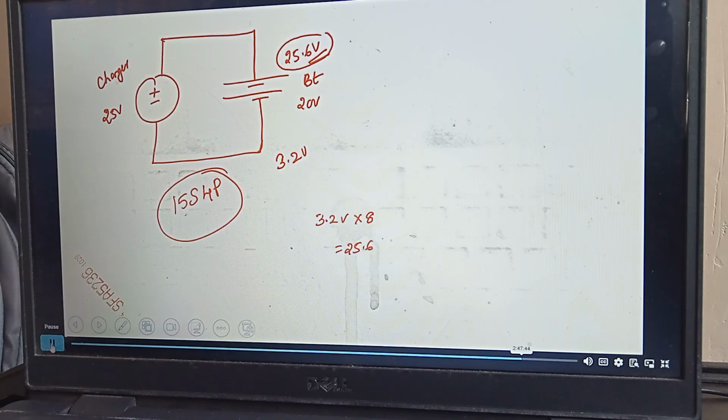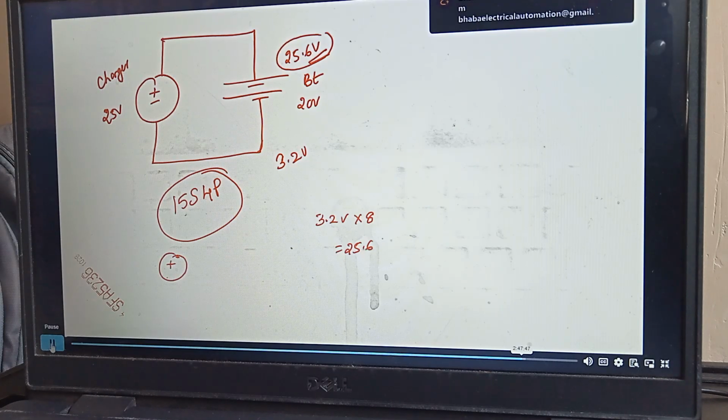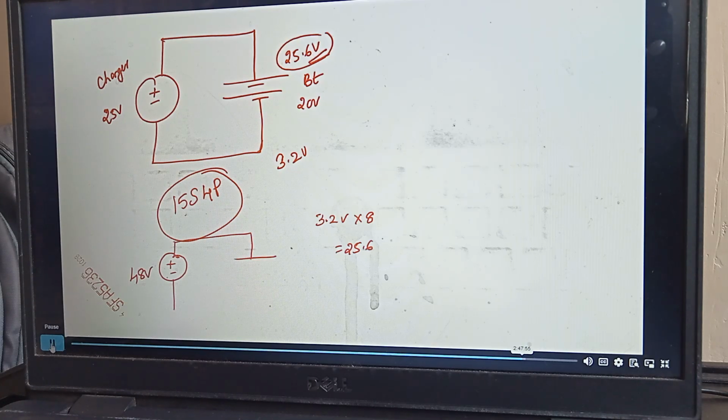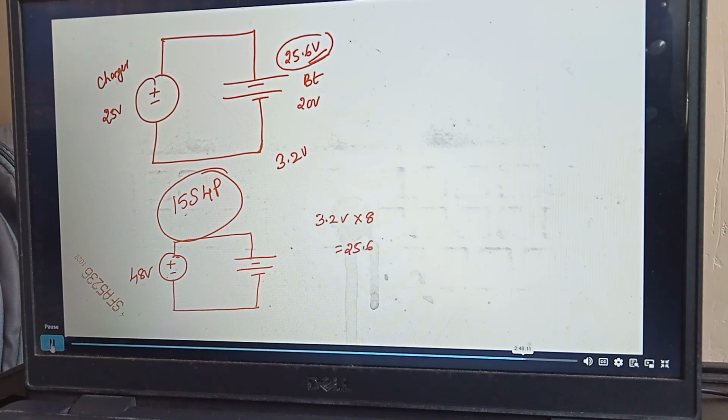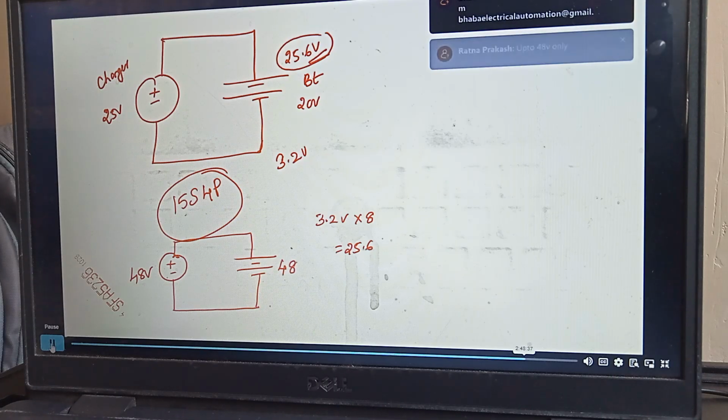Okay, somebody says 48. So if I use a 48 volt charger, till what voltage can I charge the battery? As you said, I buy a 48 volt charger. Till what voltage will I be able to charge the battery? Charge up to 48, correct. Beyond that, you cannot charge.